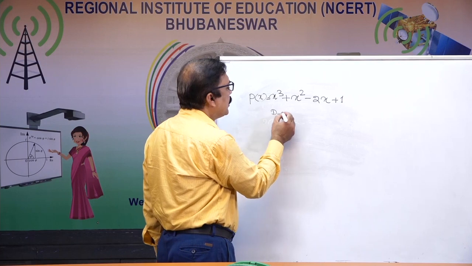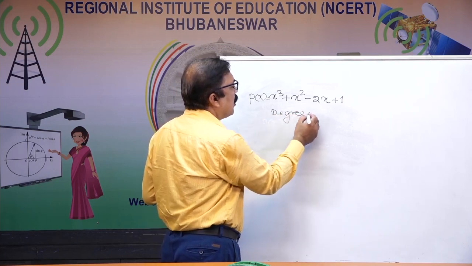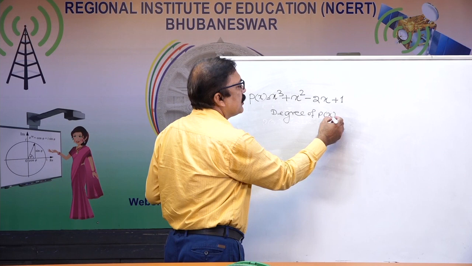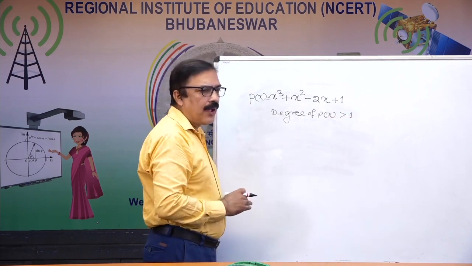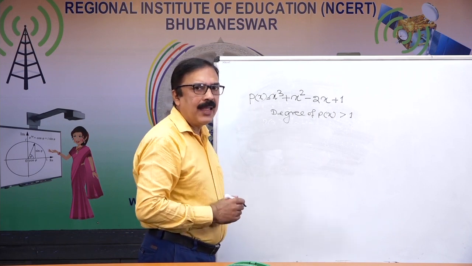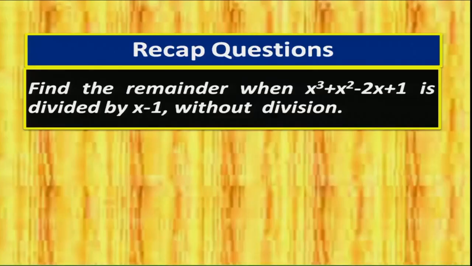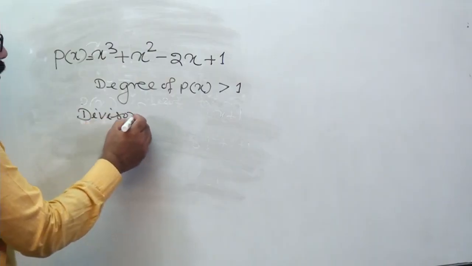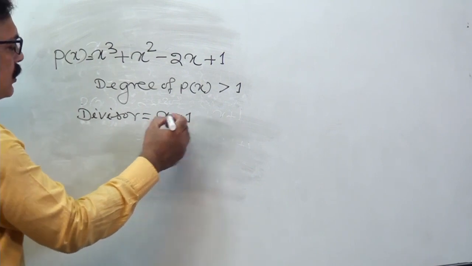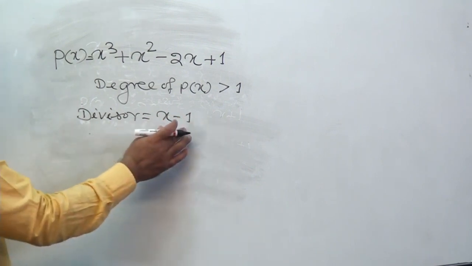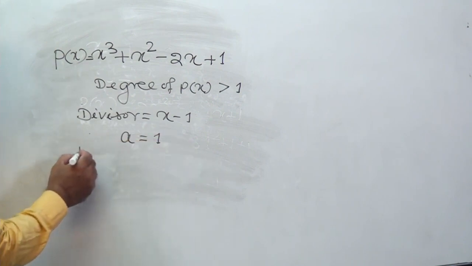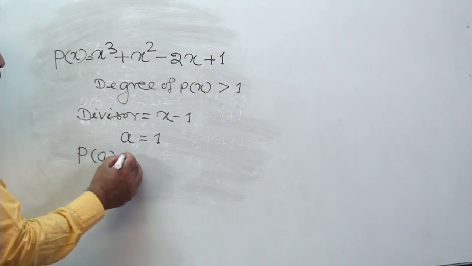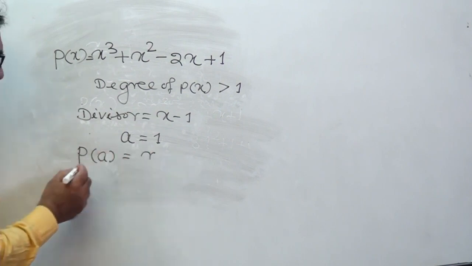And what is the degree? Degree of p(x) is greater than 1. Now see, we have to divide it by x minus 1. So divisor is x minus 1. If we compare this, our a is equal to 1. So in that case, p(a) is the remainder. So what is p(a) here?